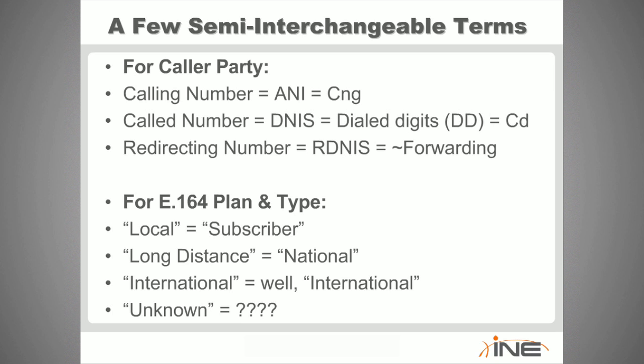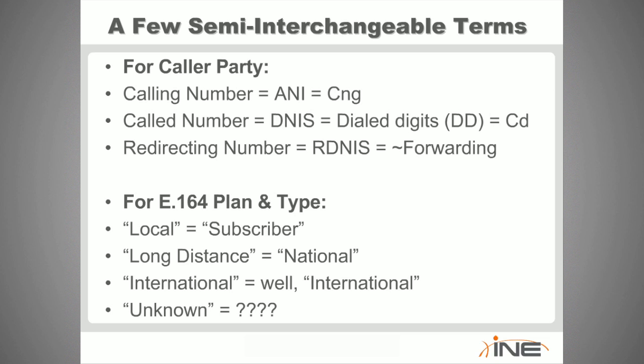We have redirecting number. This equals RDNIS, or the redirecting DNIS. And there can be multiple redirecting DNISs, as we've talked about in a previous module. We've also talked about in a previous module that the ANI never changes.